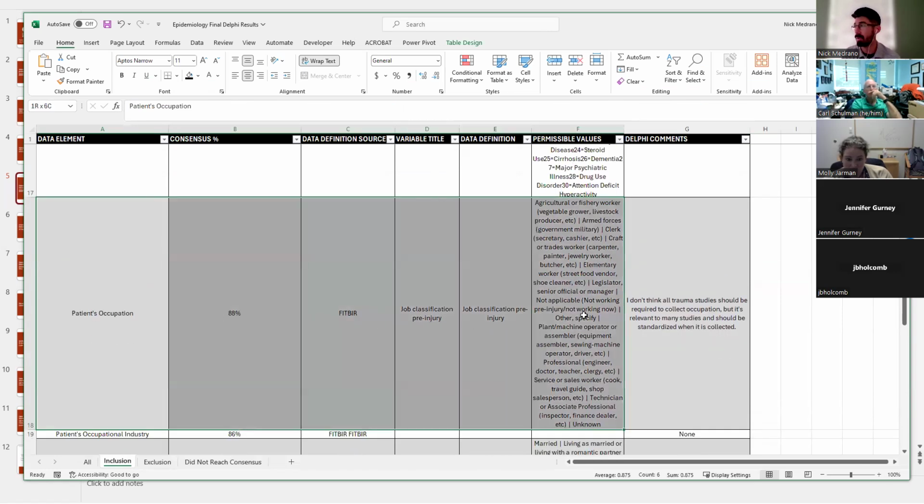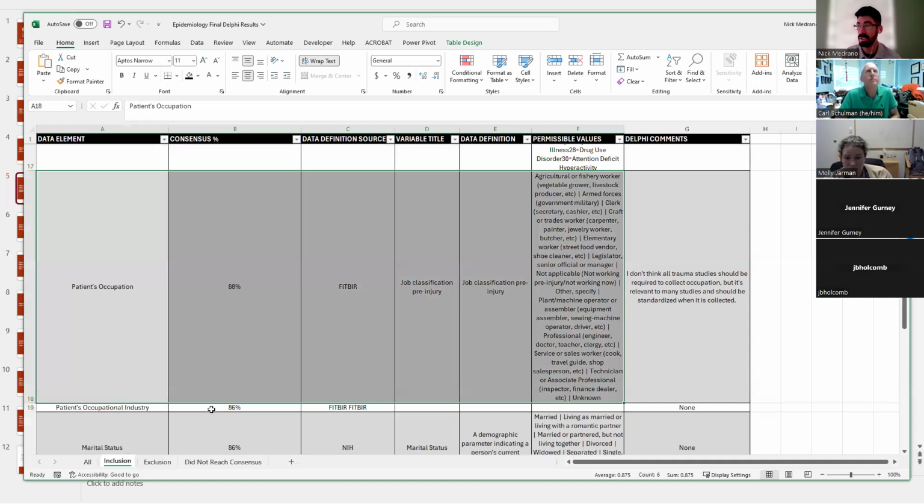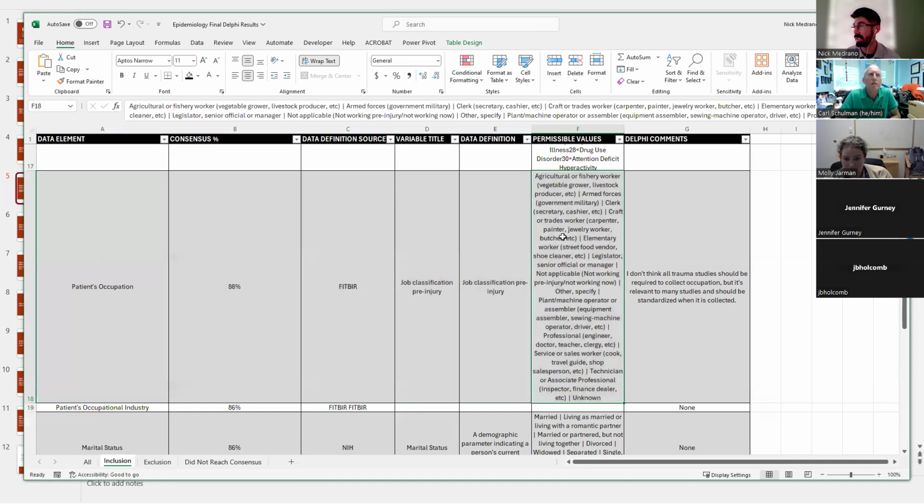element that met consensus for a very specific definition. So both of these met consensus, both occupation as well as occupational industry. This definition had a preferred selection, whereas industry did not. So here's a list in this particular grouping on the right-hand side for occupation. We're looking at a lot more detail with occupation, whereas for industry, maybe we could go to a smaller list of permissible values since there's so much detail in this other element.